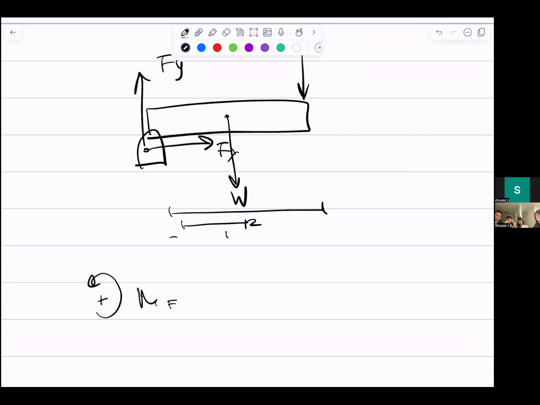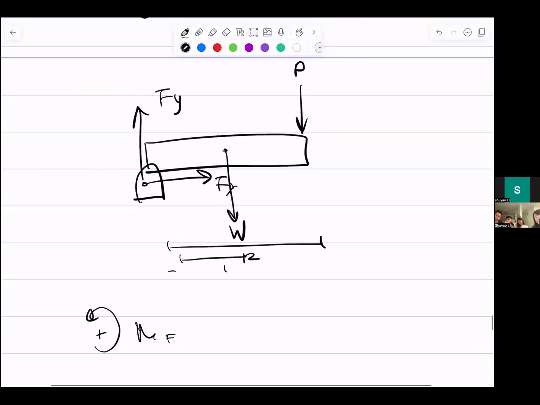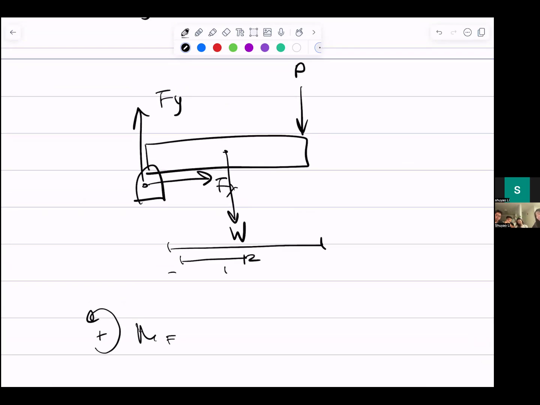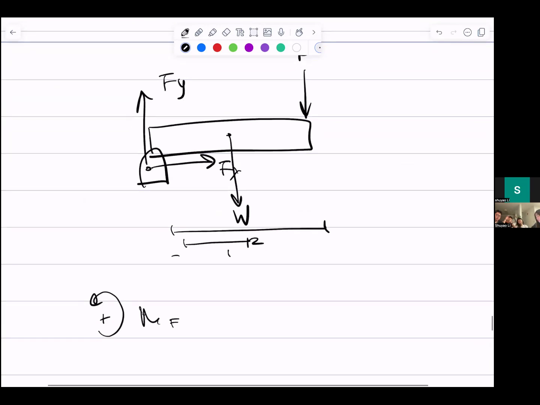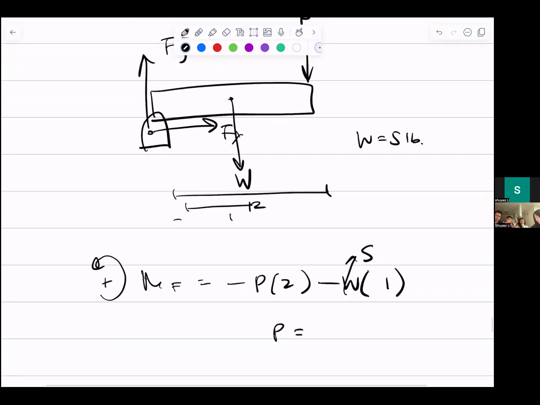We can assume that counterclockwise moment is positive. So in this case, are we creating a counterclockwise or clockwise moment? Clockwise, yes. So it would be negative. Let's say our W is 5 pounds. So P would just be 2.5, or it would be negative 2.5. That's how we solve. Any other questions?